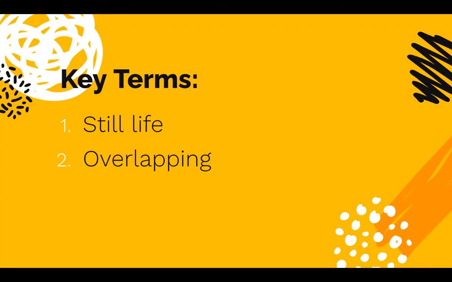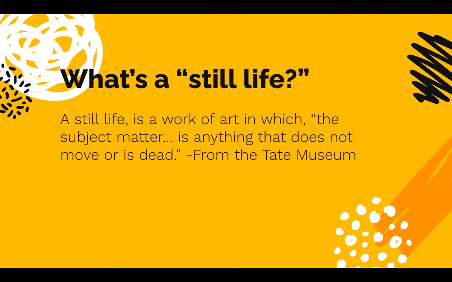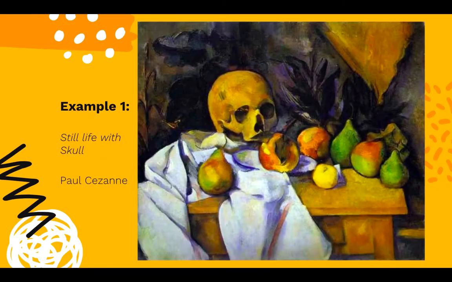Some key terms that you're going to need to know. The first one is the word still life. The second is overlapping. What's a still life? A still life is a work of art in which the subject matter is anything that does not move or is dead. And that definition is from the Tate Museum in London.